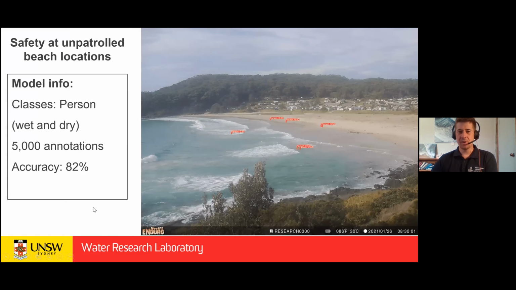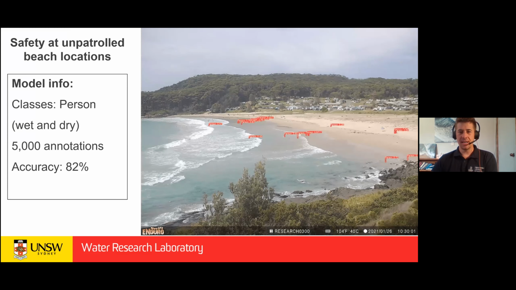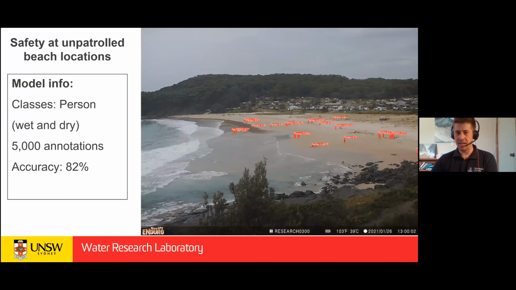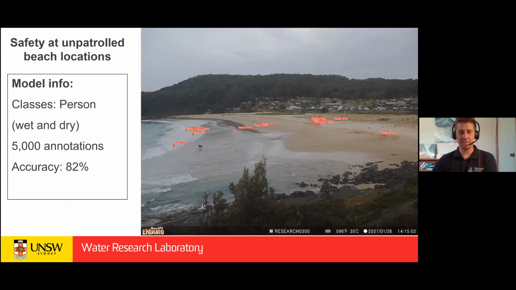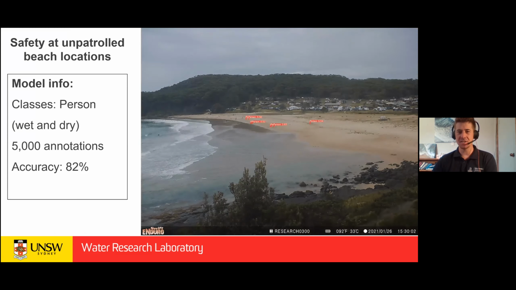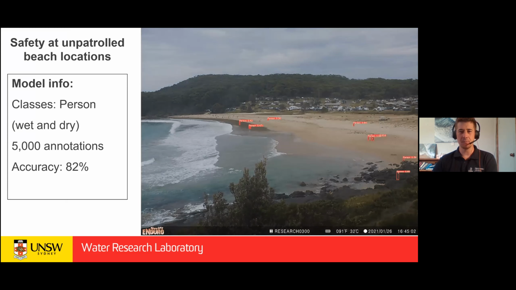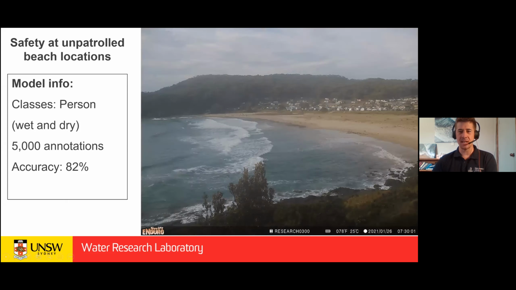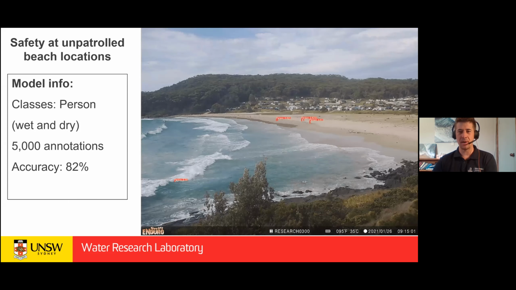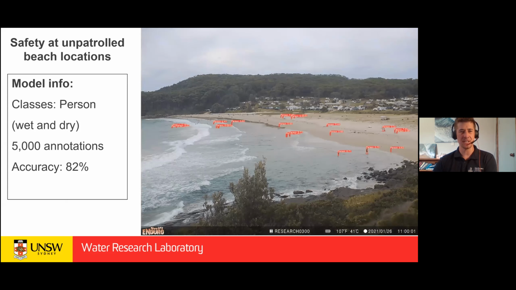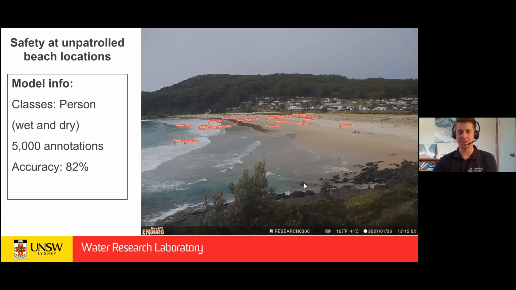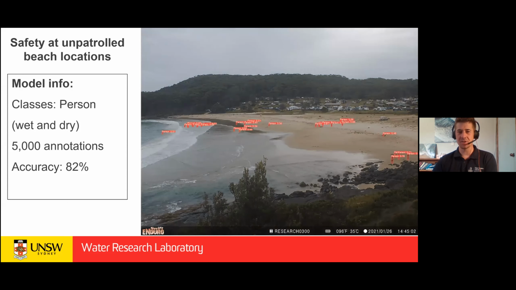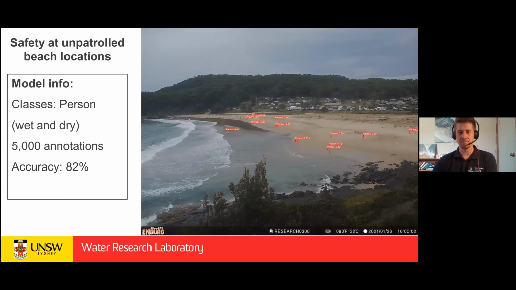For this project, we were mainly looking at counting people as one class, but we were including people in the water and on the dry beach. And to do that, we sat down and we collected 5,000 different annotations of what a person looks like and fed it into the model. And here's some results here. We had an accuracy of about 82%, which I was pretty happy with. It was a good balance between effort of annotating objects and also getting some good results. So here was one of the busiest days that we had in the monitoring period. This was on Australia Day this year.